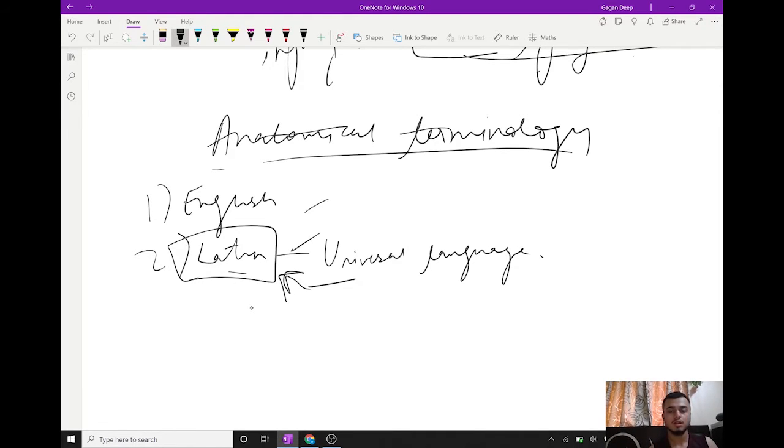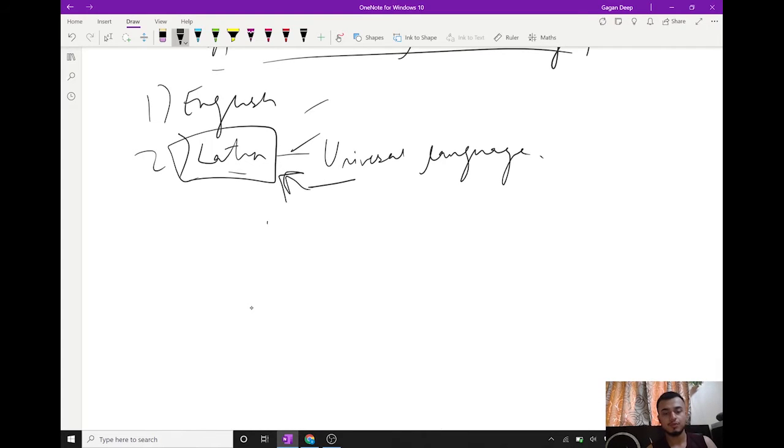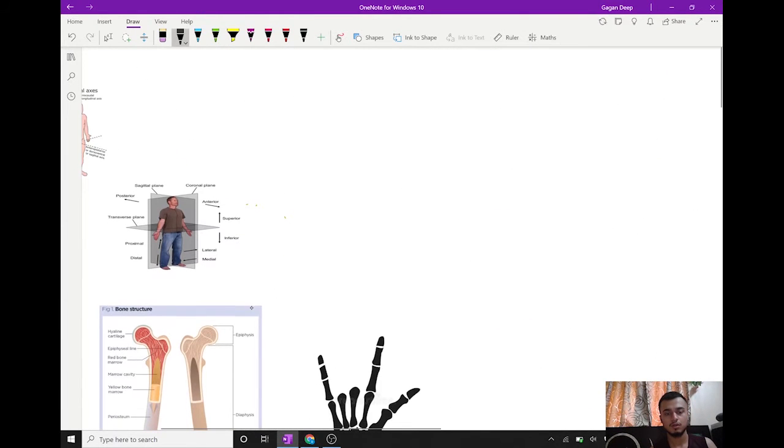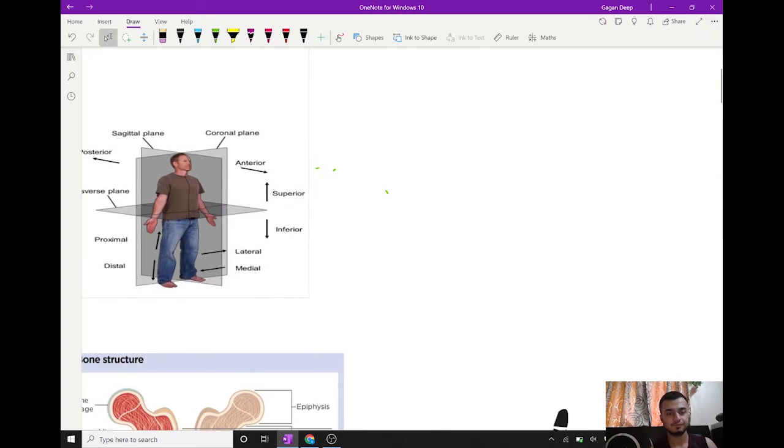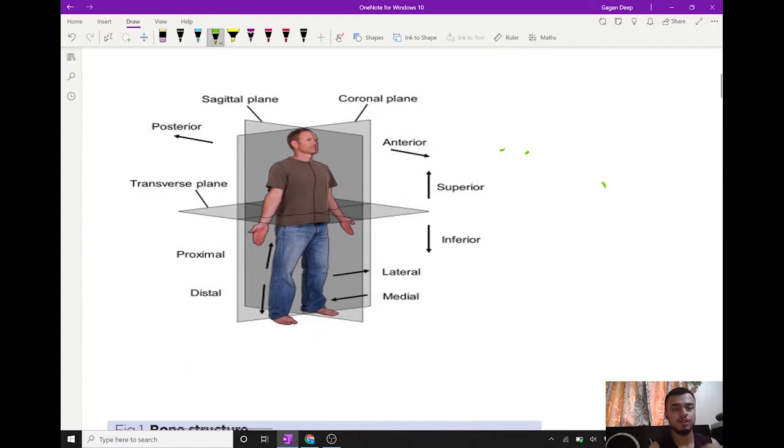Now, coming to the anatomical position of the human body. What is anatomical position? Let's look above. Now, anatomical position, you notice two things here. First, the person is standing straight. Second, his palms are facing forward. Now, this is the anatomical position of the human body.